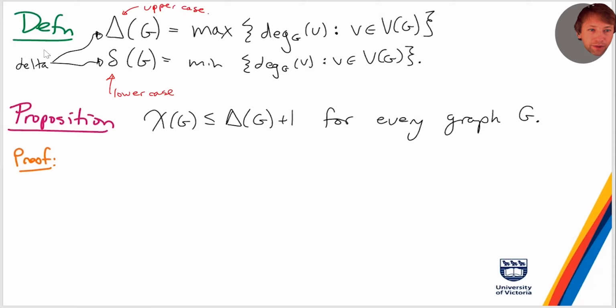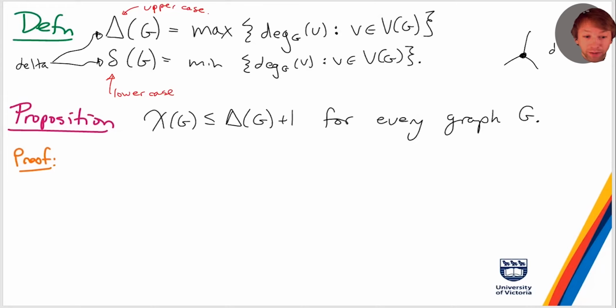Remember what the degree is. In a graph, the degree of a vertex is the number of edges that come out of it. So the degree here is 3 for that vertex. Capital delta we define to be the maximum degree of a vertex in the graph, and lowercase delta we define to be the minimum degree of a vertex in the graph. And I claim that the chromatic number of a graph is always at most capital delta plus 1.